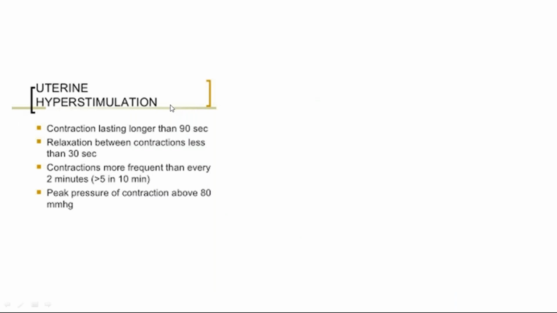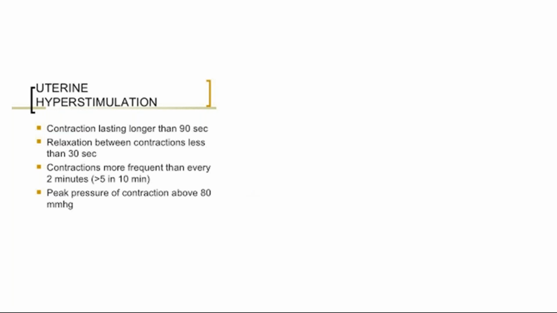So when do you say uterine hyperstimulation? These are the criteria to say that the uterus is hyperstimulated. When the contraction is lasting for more than 90 seconds, when the relaxation between the contractions is less than 30 seconds, when the contractions are occurring more frequently than every 2 minutes, that means more than 5 in 10 minutes, and the peak pressure is going above 80 millimeters of mercury. These are the criteria for saying uterine hyperstimulation.